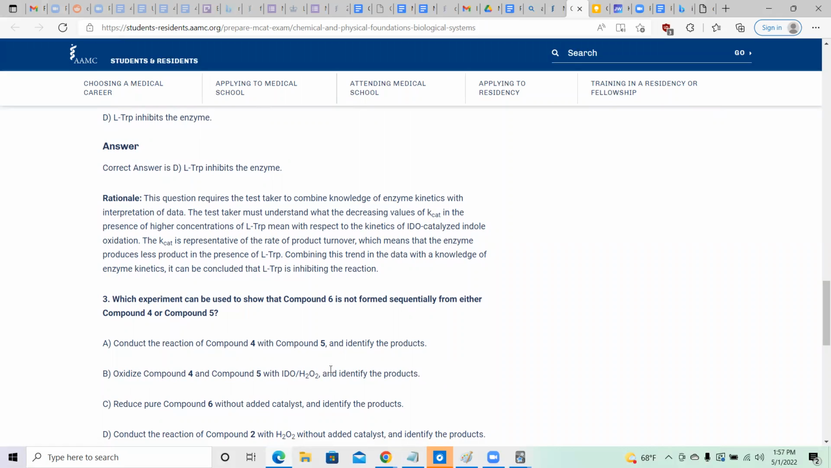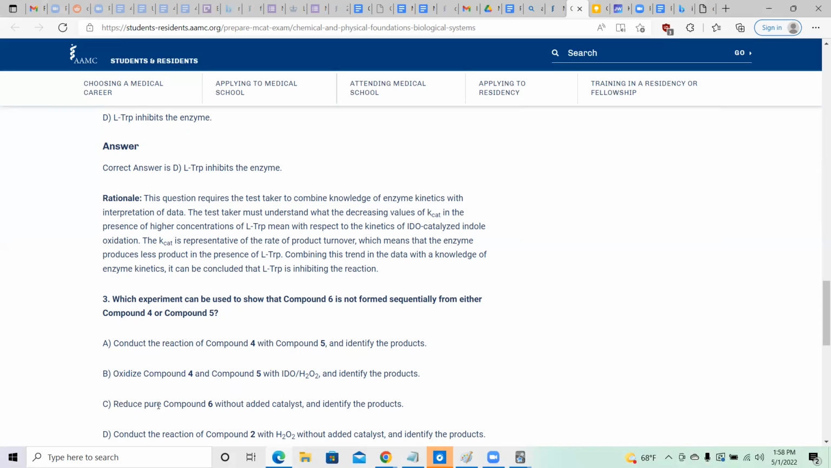Why would it make sense? Because if you go any further, then there's a chance you wouldn't get compound 6. Exactly, right. If you did it and you did get compound 6, then you would be like, oh, okay, I was wrong. But if you did it and you didn't see compound 6, boom, you're correct. I just proved that compound 6 is not formed from these guys. So B is also good.